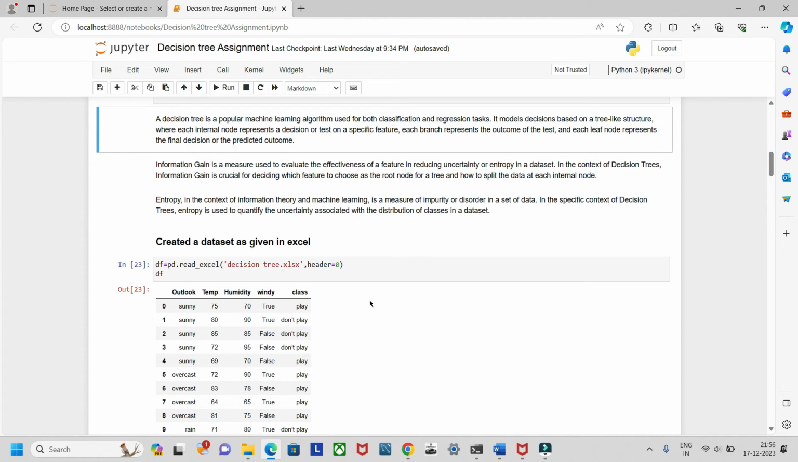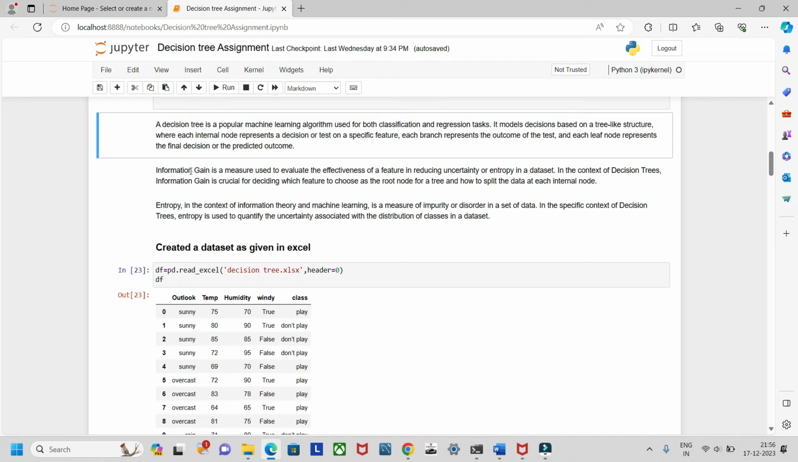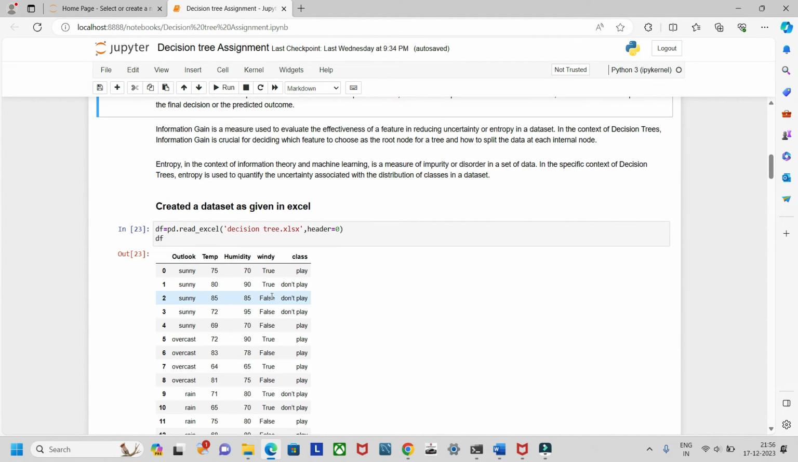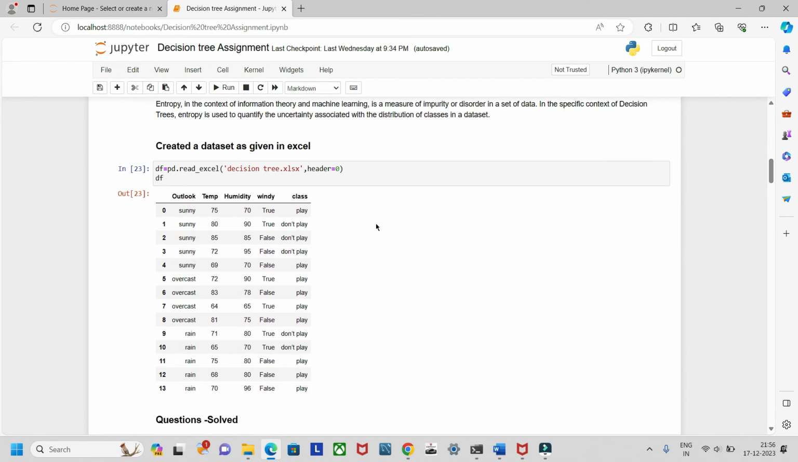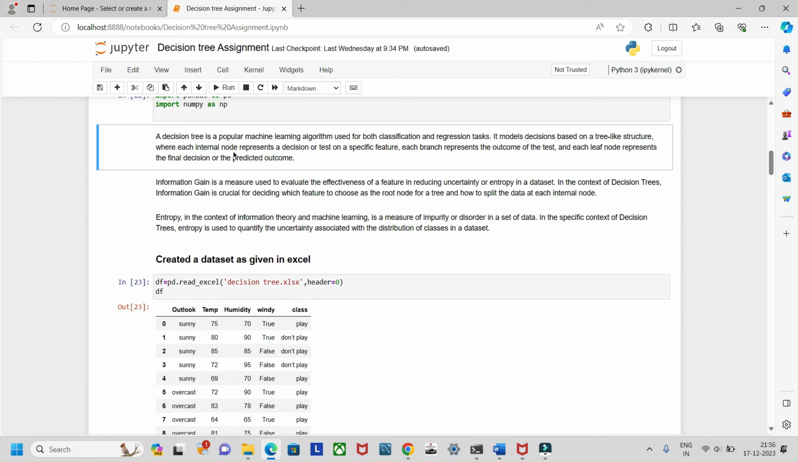So this is the classification problem, and here information gain and entropy are used to calculate the root node. Before that, let's understand what information gain is. Information gain is a measure used to evaluate the effectiveness of a feature in reducing uncertainty or entropy in a dataset. In short, the higher the information gain, that feature you choose as the root node.